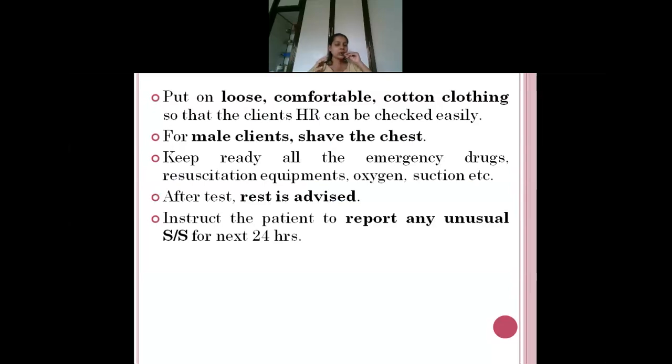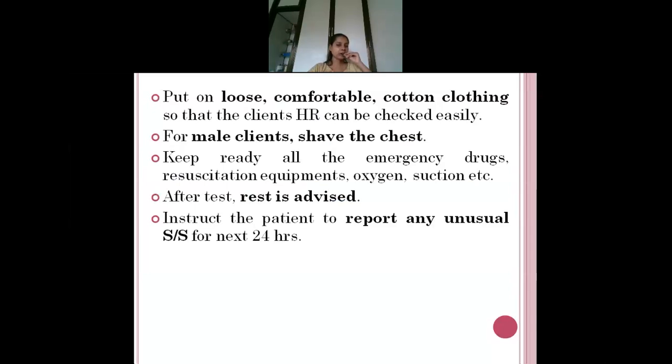Then most of the time during the procedure you should keep all the articles ready for emergency. Sometimes suddenly when you are doing this procedure, they can get chest pain or a heart attack or any other symptoms. So you should be prepared well in advance for the emergencies. Keep all the crash cart articles, that is the emergency trolley, ready. Like resuscitation devices, ambu bag, oxygen, suctioning materials, or emergency drugs, all that has to be kept ready.